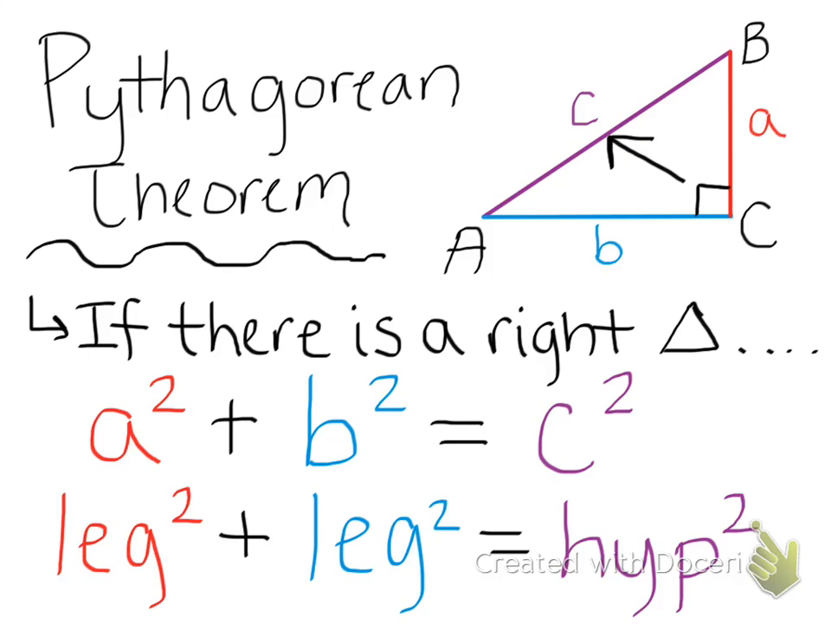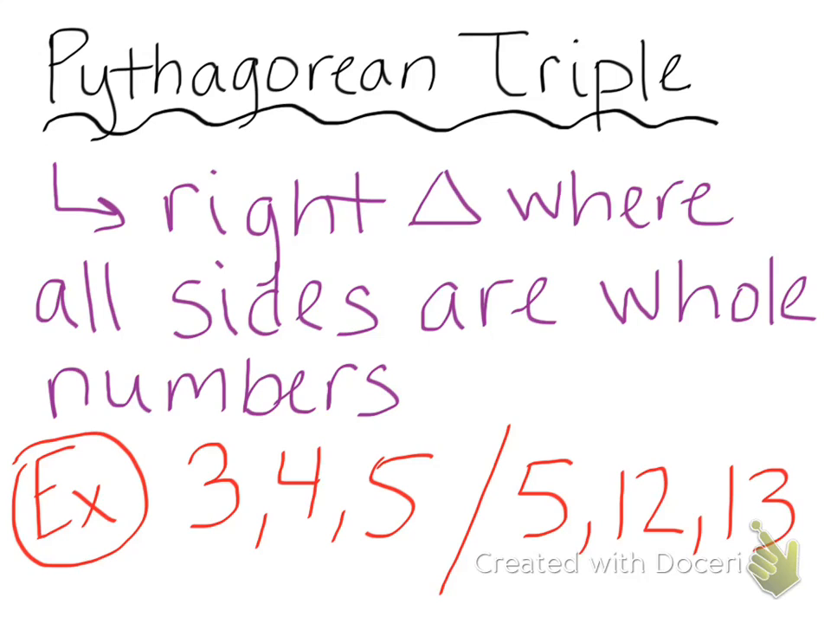Alright, let's move on. Pythagorean triple. This is where you have three side lengths that form a right triangle, and all those side lengths are whole numbers. I do want you to write down the examples 3, 4, 5 and 5, 12, 13. If you use the Pythagorean theorem, you'll notice that they are right triangles. And since all the numbers are whole numbers, that means they're Pythagorean triples.